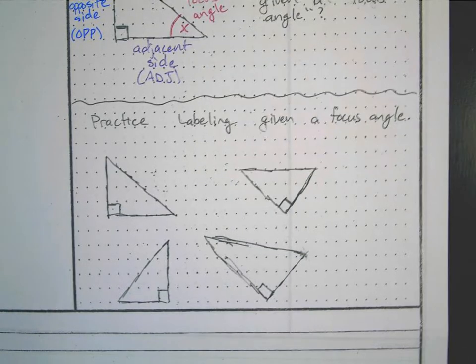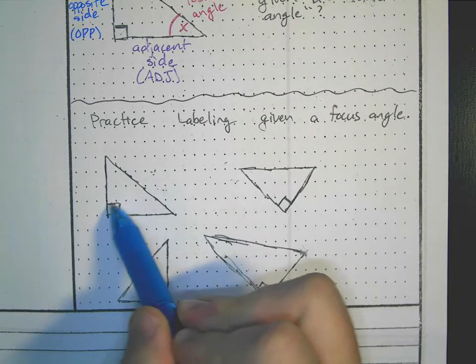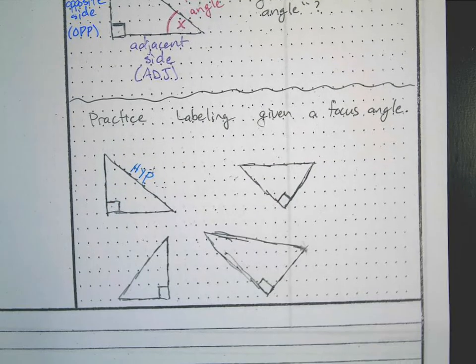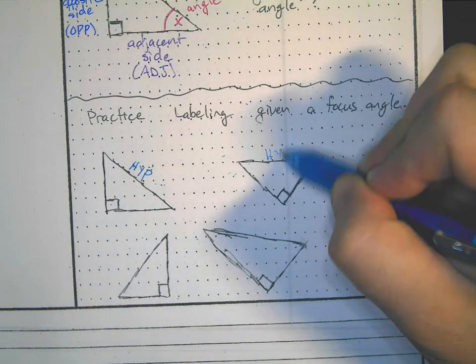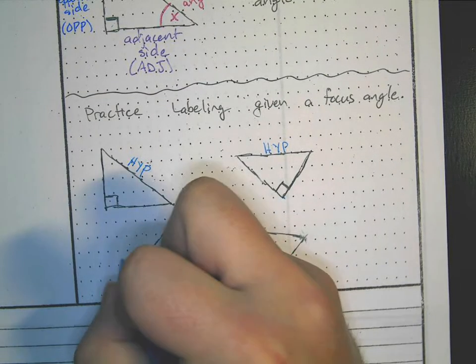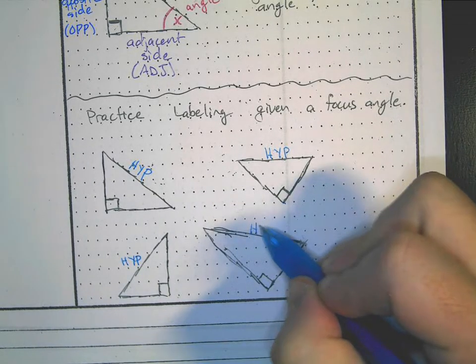Okay. So once I write in the focus angle, then we can start labeling the different sides. But right now, I can already label one of the sides. I can already label the hypotenuse. For each triangle, it's going to be the side across from the right angle. So if this is my right angle, I go across from it, and this is my hypotenuse, HYP. Here's my right angle on this third triangle, I go across from it, and there's my hypotenuse. One more time, I'm going across from this, and there's my hypotenuse.